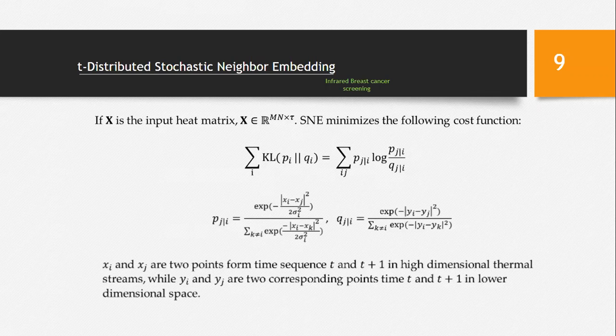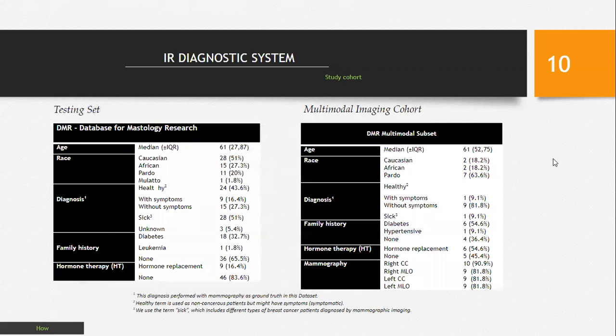To test our theory of using the tSNE method to reduce the dimensionality of the thermal sequence to a lower dimensionality, we used a data set for demonstration and comparison. Over here on the left is our training set that was comprised of 55 participants that all had thermal images. The cohort on the right is the multimodal imaging cohort that was made up of 11 participants that had both the thermal images and mammography images.